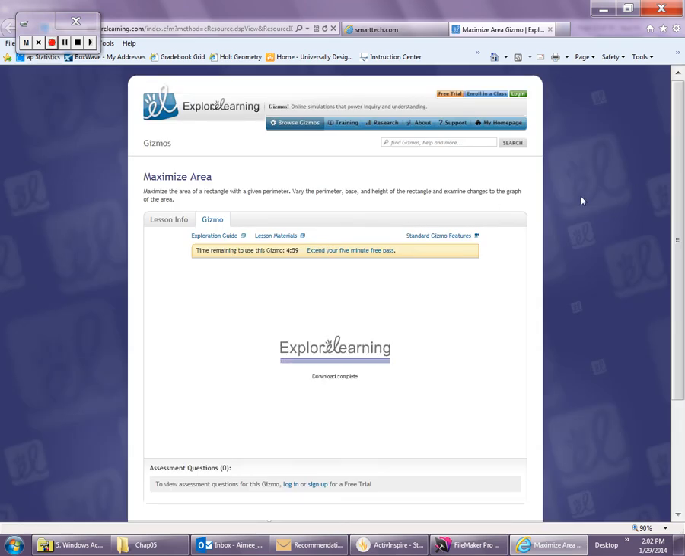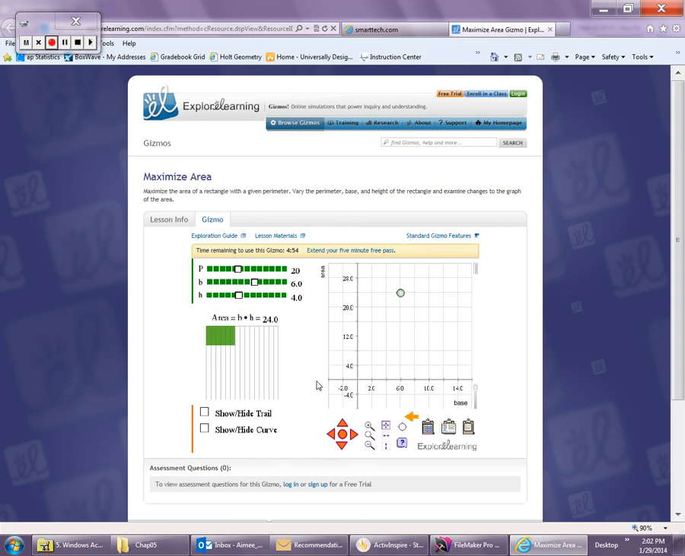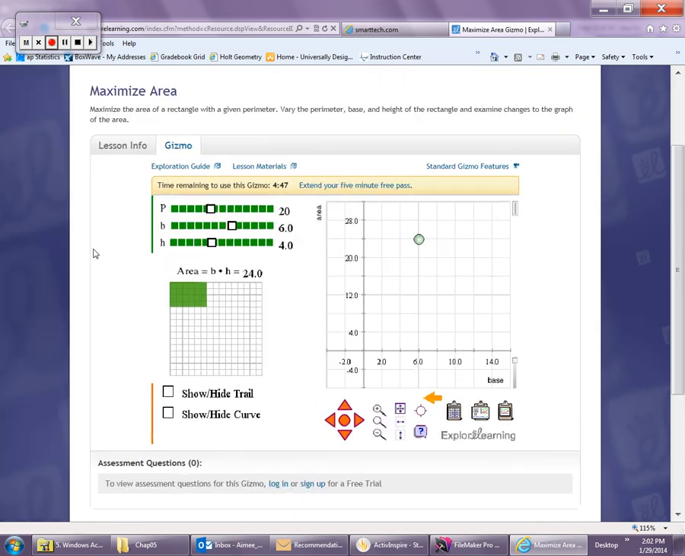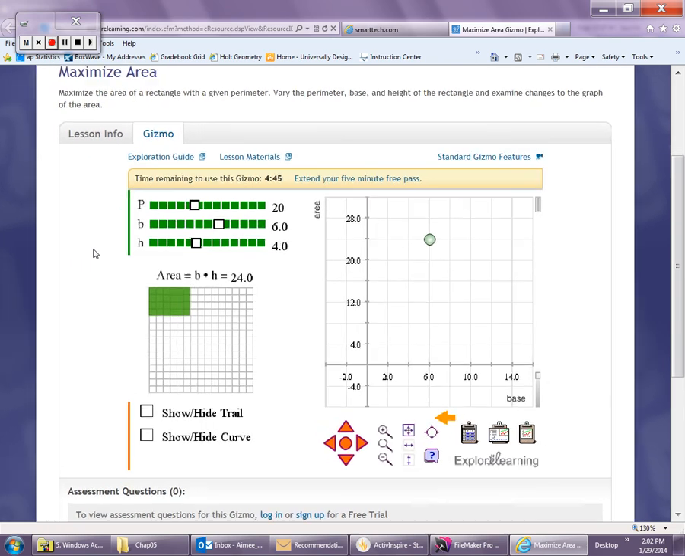So, to look at maximizing area, I'll let this load here. Okay? To maximize area, basically I'm looking for, if I had a set amount of perimeter, what dimensions of a rectangle would produce the greatest area.